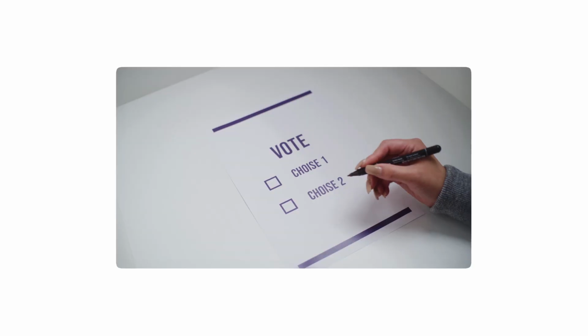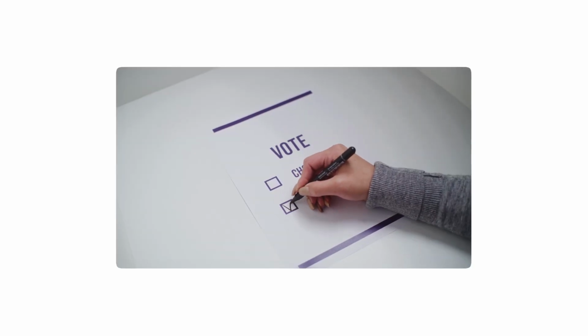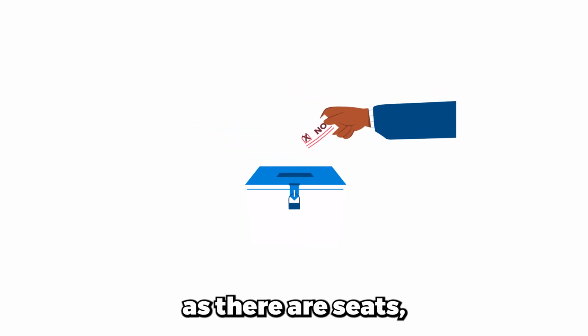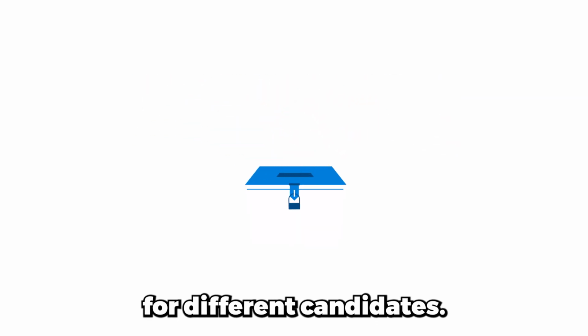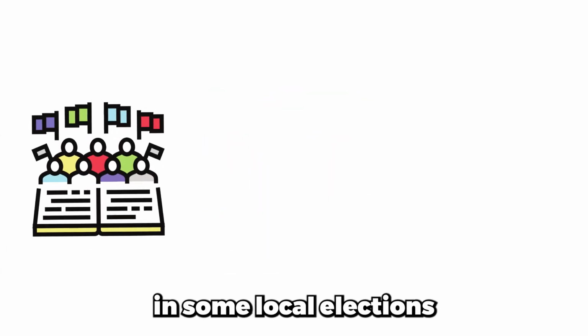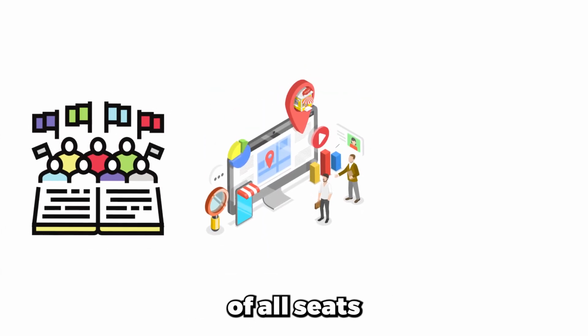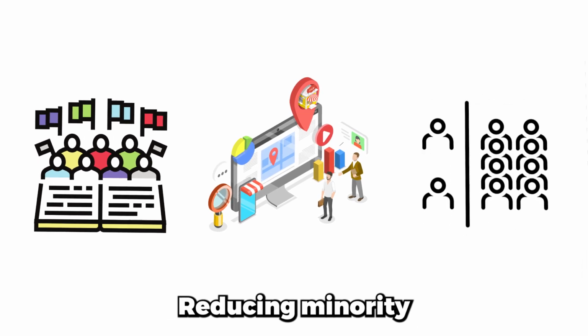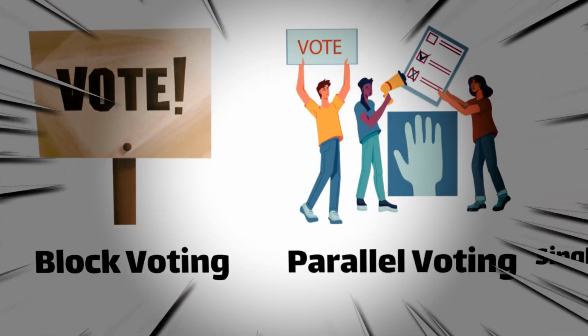Block voting. Block voting is a plurality system used in multi-member constituencies. Voters have as many votes as there are seats, and they can vote for different candidates. The candidates with the most votes win. This system is used in some local elections and can lead to majority control of all seats by the leading party, reducing minority representation.